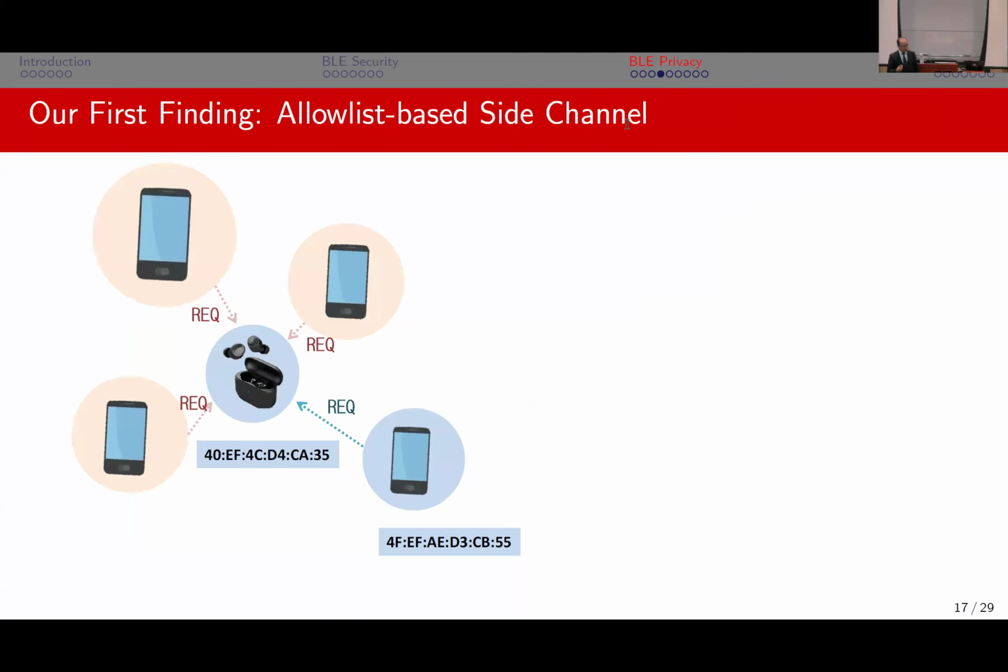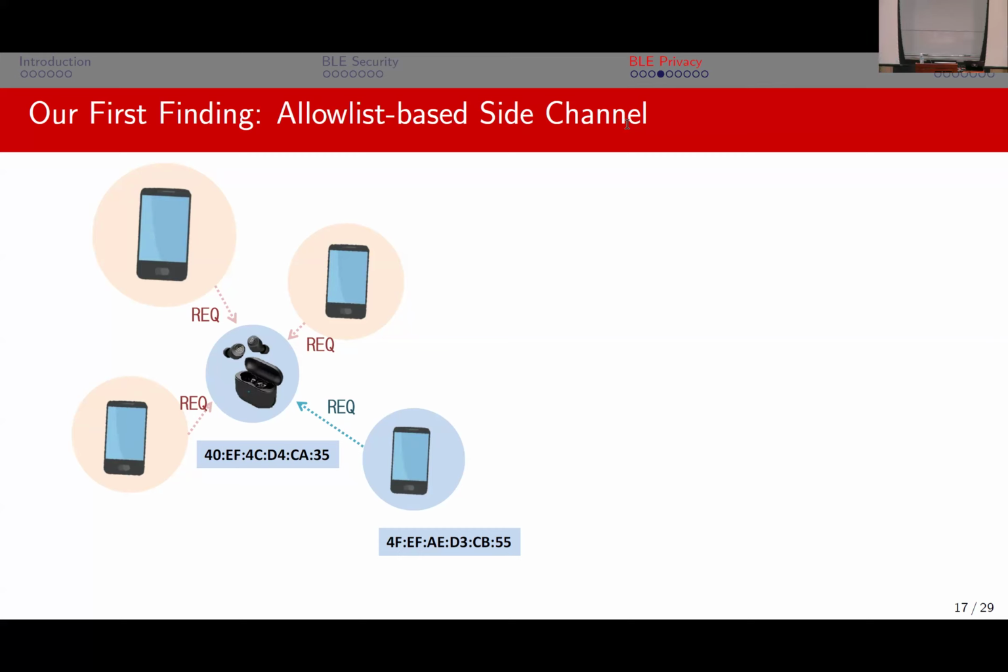Then in our investigation, we found something interesting. In 2014, Bluetooth introduced a feature called allowlist. It sounds like they're going to selectively talk to only some devices. If you're in my allow list, I talk to you; otherwise I will reject communication. This sounds very secure and privacy preserving. I think it's better because you don't have to respond to every packet. That's maybe their motivation.